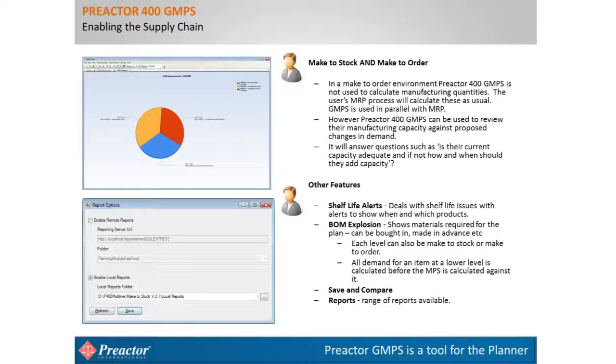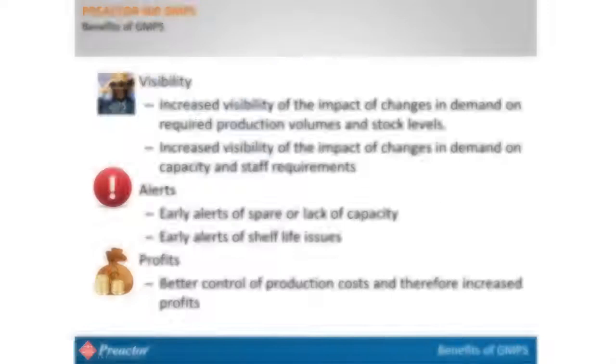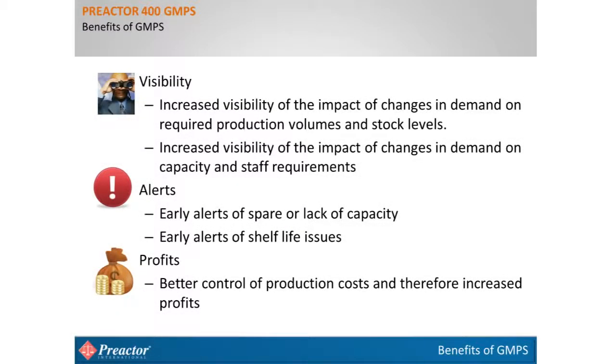Preactor 400 GMPS is suitable for applications in a make-to-stock, make-to-order, or mixed-mode environment. It also has a bill of materials feature to generate materials required below finished stock. These items can also be included in the MPS calculation and generation of the plan. Multiple plans can be generated and compared to provide a what-if capability, and reports are available to help with this process. There are many benefits of using Preactor 400 GMPS.